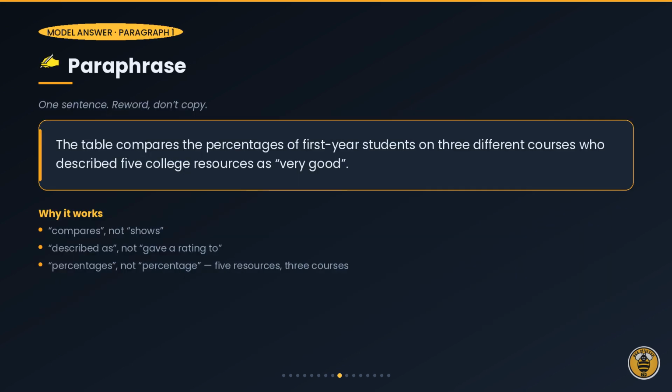Paragraph 1. The table compares the percentages of first-year students on 3 different courses who described 5 college resources as very good. Notice the choices. Compares, not shows. Described as, not gave a rating to. Every content word from the prompt has been changed.